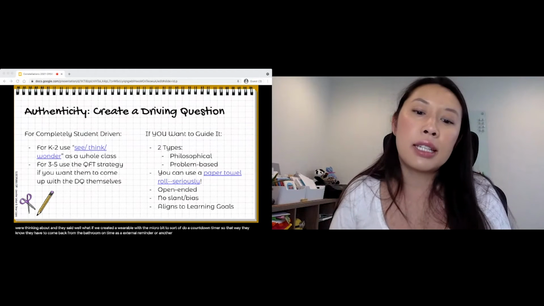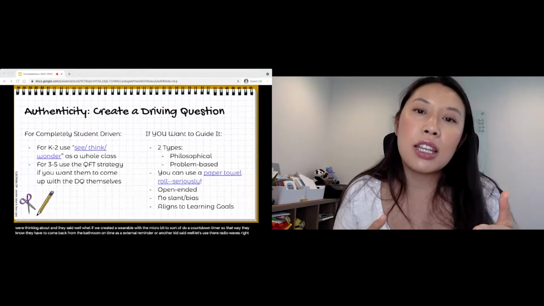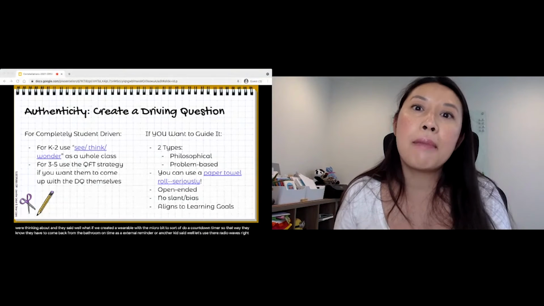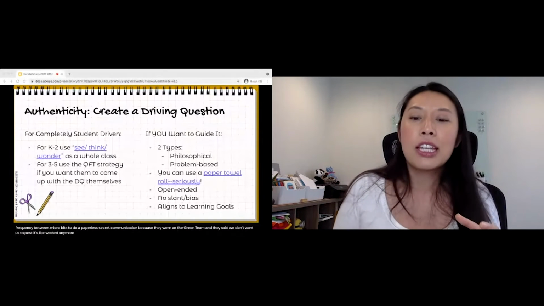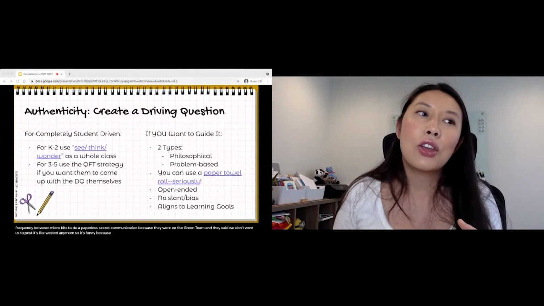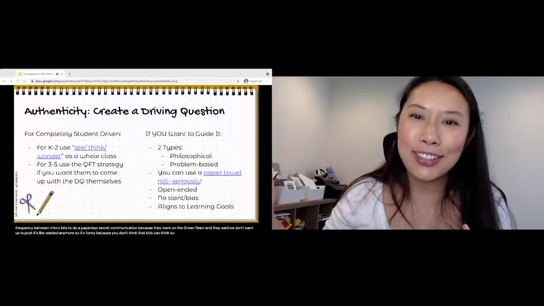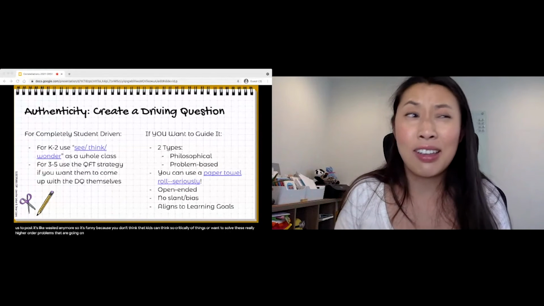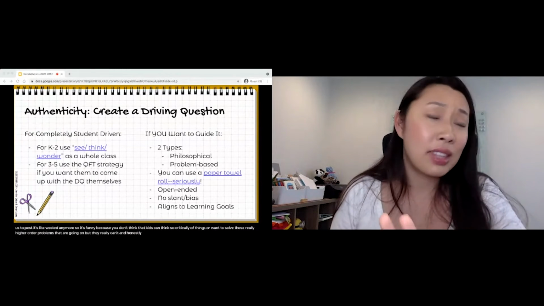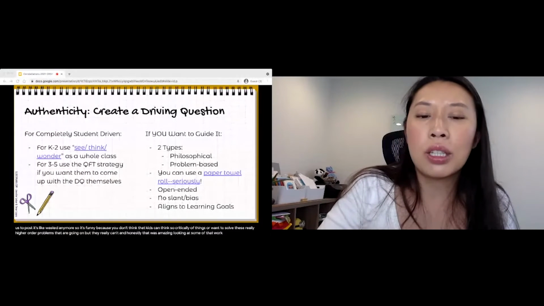Or another kid said, well, let's use radio frequency between microbits to do a paperless secret communication, because they were on the green team. And they said, we don't want to see Post-its wasted anymore. So it's funny because you don't think that kids can think so critically or want to solve these really higher order problems, but they really can. And honestly, that was amazing, looking at some of the work that they could really do for us.